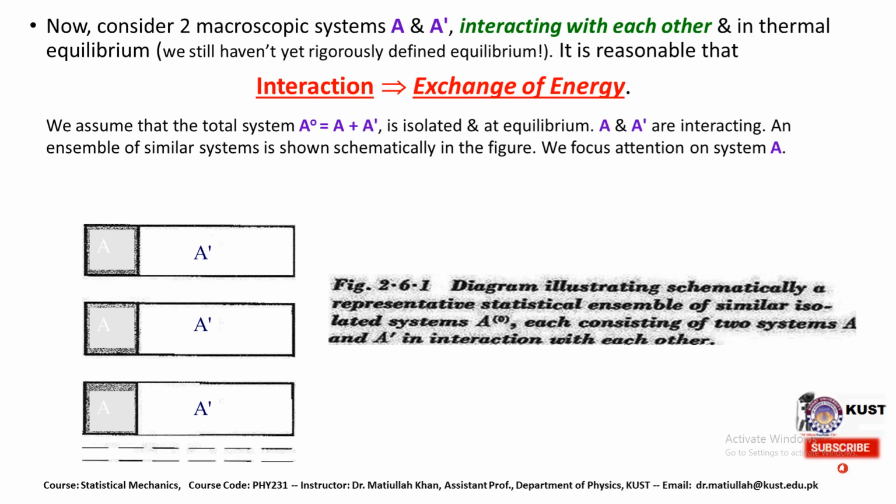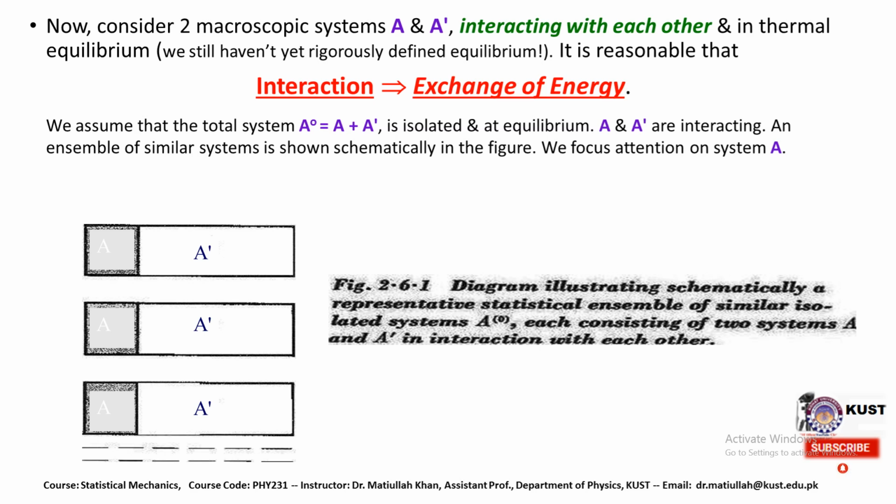So now we are coming toward the interaction when it is the exchange of energy. For this purpose we need to consider two macroscopic systems that are represented by A and A dash. This is system A and this is A dash. Both the systems are interacting with each other, and when the systems are in thermal equilibrium, we can say that both the bodies are at the same temperature. So interaction is actually the exchange of energy in this particular case when we are considering the thermal interaction.